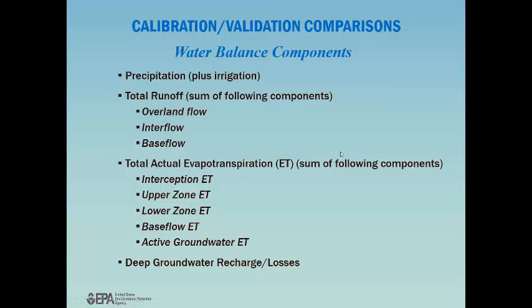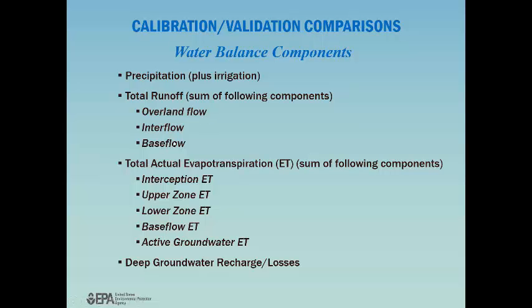You need to look at the water balance components. If your models are set up for individual land uses within your watershed, you need to look at this type of display for each land use and for the watershed as a whole. What's coming in as a supply in terms of precipitation and any irrigation that may be additional water from outside the watershed system. A total runoff and the distribution into its components, overland flow, interflow, and base flow.